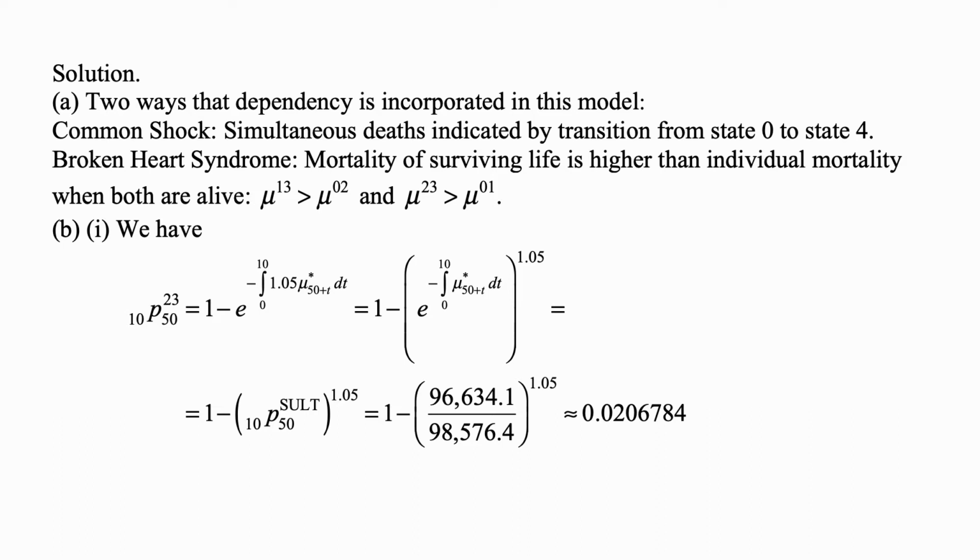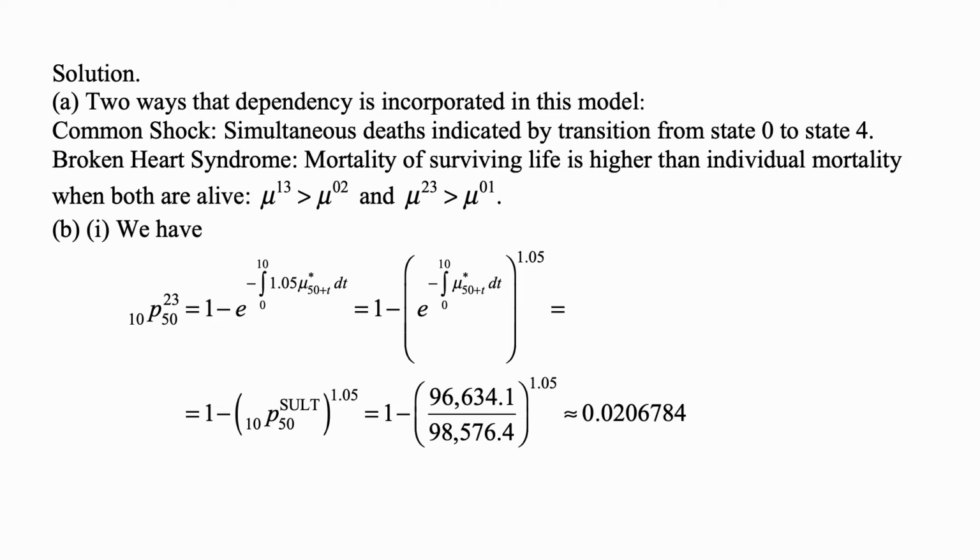So in this model, we have mu 13 is greater than mu 02, and mu 23 is greater than mu 01. In other words, once one of them dies, the probability that the other one dies is higher, because the force of mortality corresponding to the other one dying is higher.